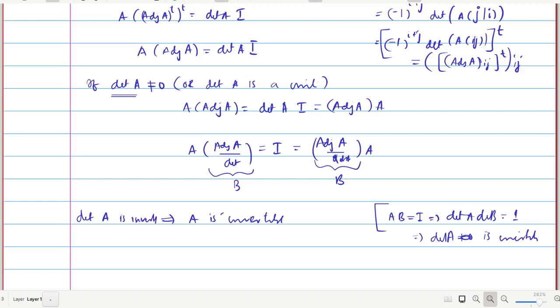Now we have the other implication also: det A is invertible if and only if A is invertible. This has been given in the textbook as a theorem. This is a famous theorem and an important theorem as well. So please go through it, and if there is any confusion, please let me know.